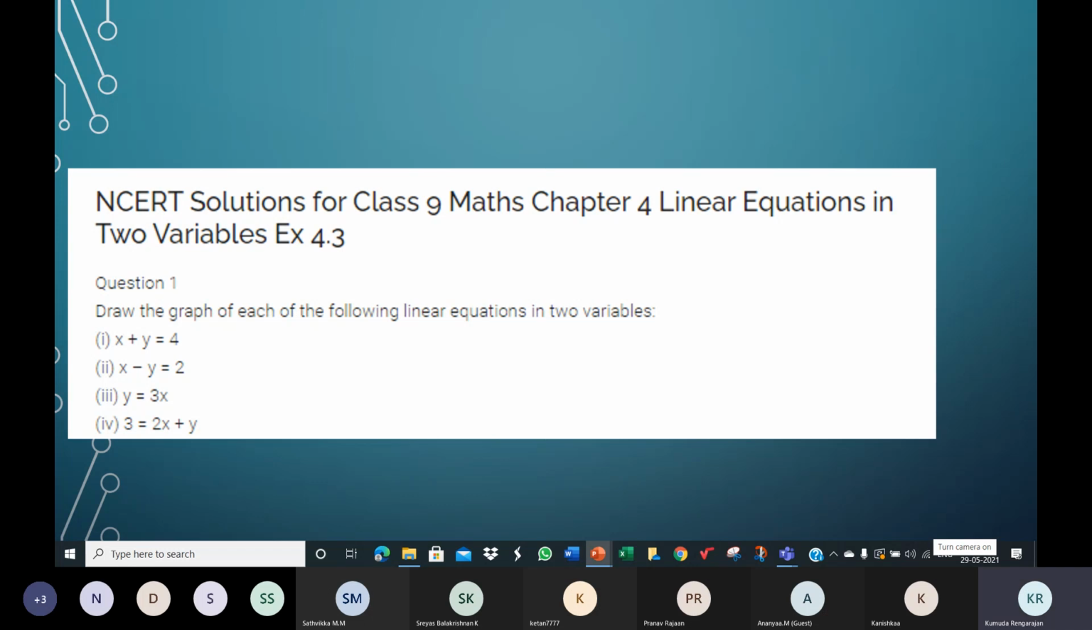What is the value of C in the first equation? Write it in the standard form. So x plus y minus 4 is equal to 0. So the value of C is -4.